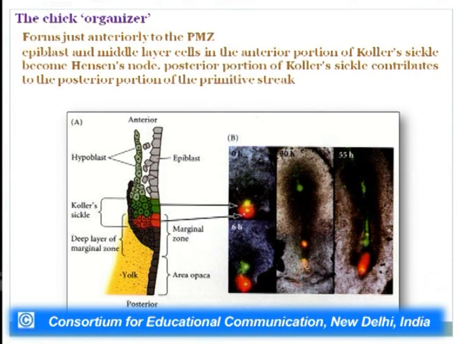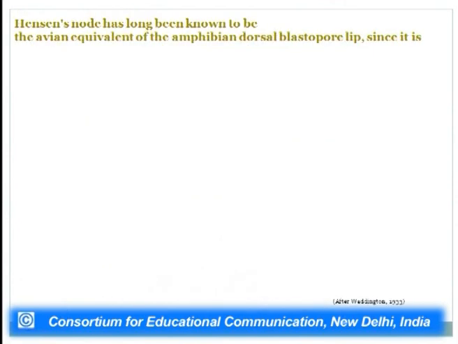Posterior portion of the epiblast contributes to the posterior portion of the primitive streak. Hensen's node has long been known to be the avian equivalent of the amphibian dorsal blastopore lip. We have talked about how Hensen's node is equivalent to the dorsal lip of the blastopore, as in amphibians. And what was the role of the blastopore? It is the site where gastrulation begins, so actually the morphogenetic movements also start.